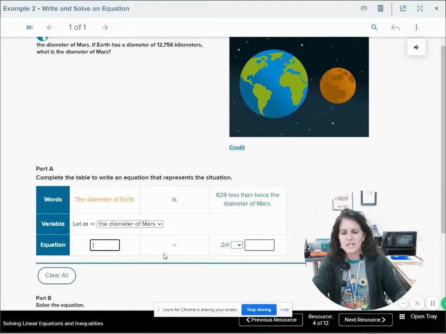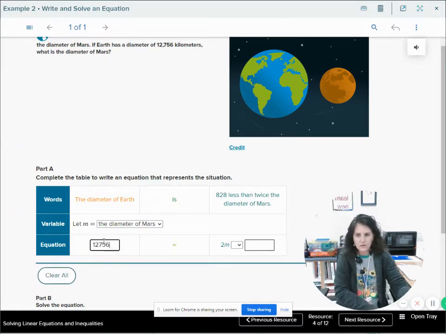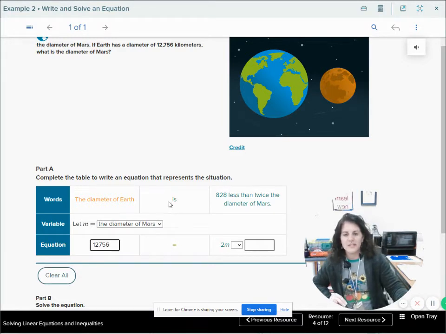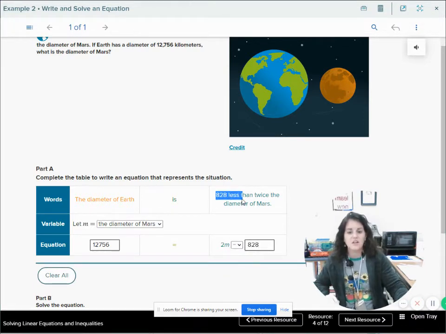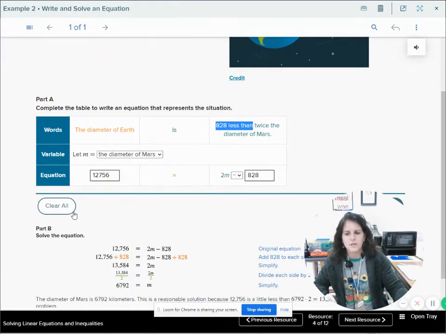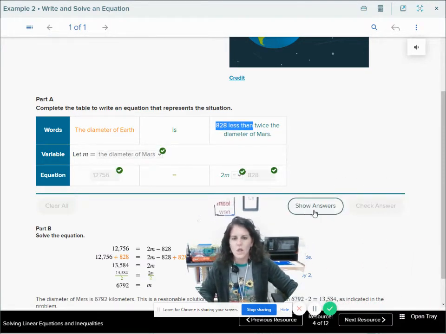So my equation then is going to be, let's see here, the diameter of Earth. What is the diameter of Earth? 12,756 is equal to, we know is means equal to, 828 less than twice Mars. So 2 times Mars. Then we subtract from that the 828 because it's 828 less than twice the amount of Mars's diameter. So we can check this. And voila, it is correct.